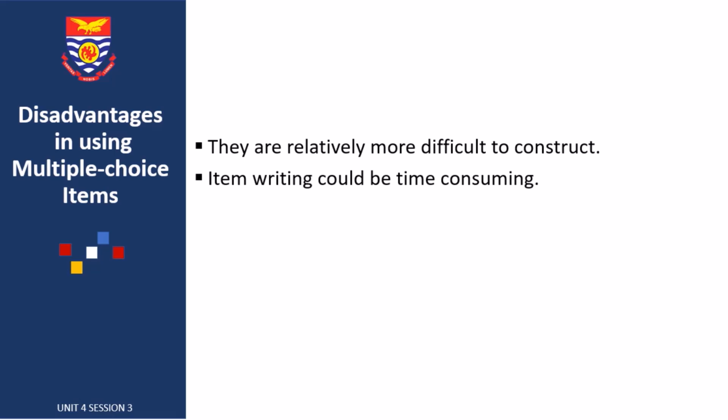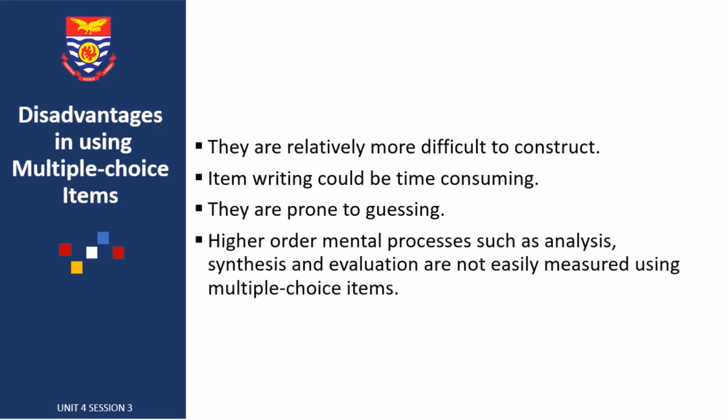Item rating could be time consuming. Similar to what I've explained earlier, they are prone to guessing. Students can just guess and make choices if they don't know. Sometimes, even out of laziness, they don't waste their time to read the entire question. They just see the question, make a guess and select some. Okay, so you can look for more.